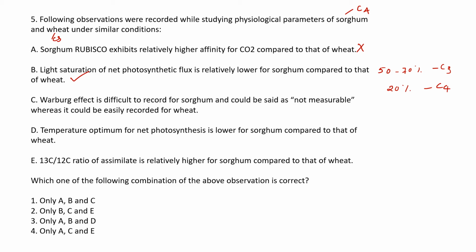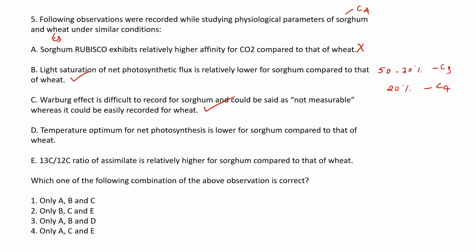The rate of photosynthesis decreases with an increase in the concentration of oxygen, and this phenomenon is known as the Warburg effect. It is easily measurable in C3 plants, but it is difficult to measure in C4 plants because there is a spatial separation in initial carbon dioxide fixation and the Calvin cycle. Initial carbon dioxide fixation occurs in the mesophyll cell and the Calvin cycle occurs in the bundle sheath cell. So it is difficult to measure in C4 plants. So this statement is also correct.